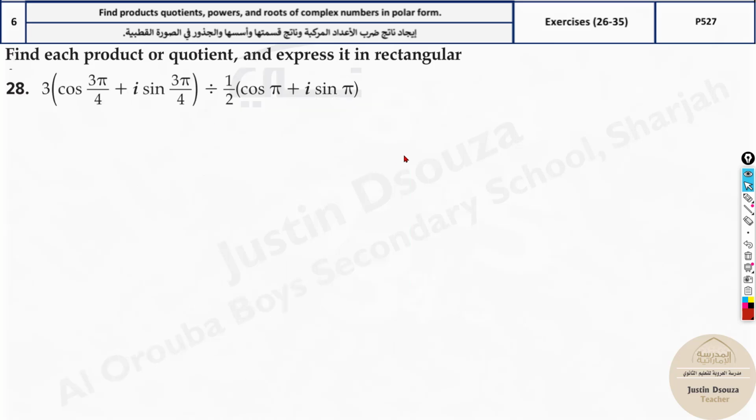Now we have division. So let's do this problem. Same concept, but the formula is different. It is R1 by R2. Over here we have cosine theta 1 minus theta 2. And over here it's plus between them. I sine theta 1 minus theta 2. So this is the formula.